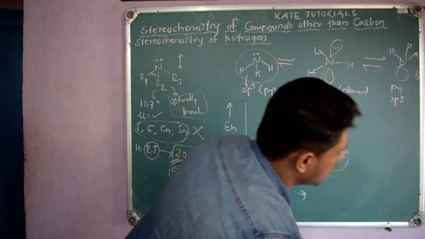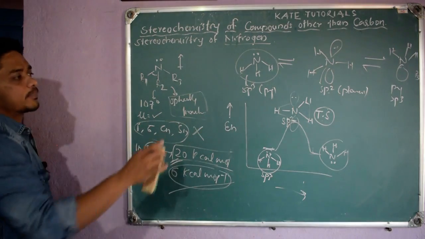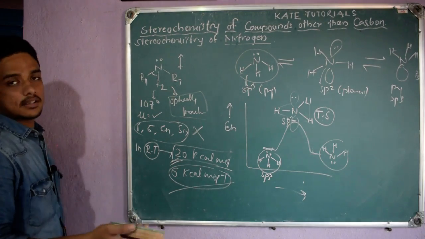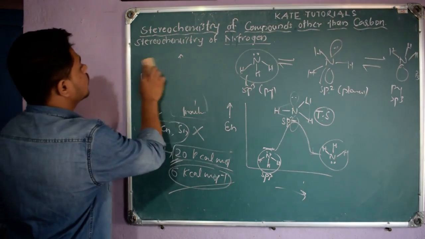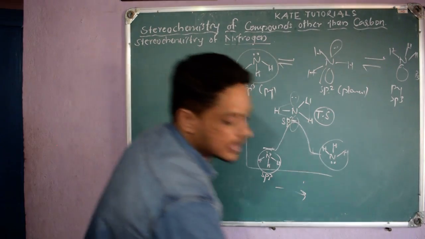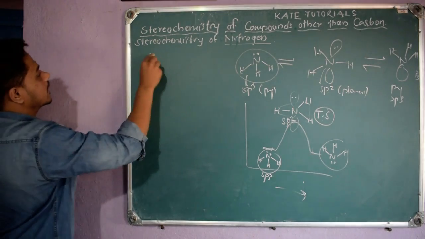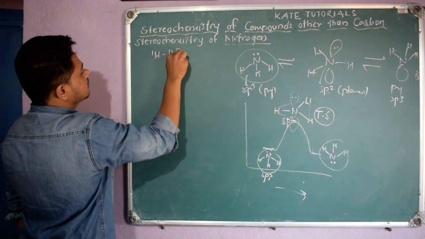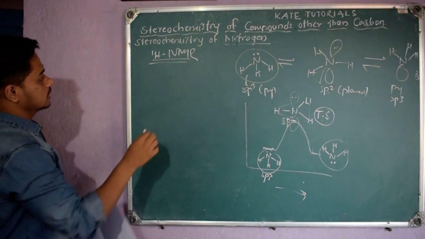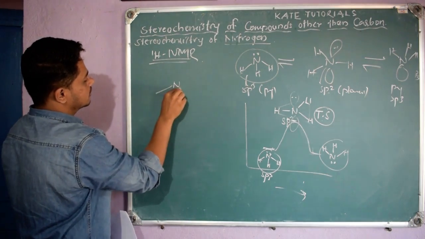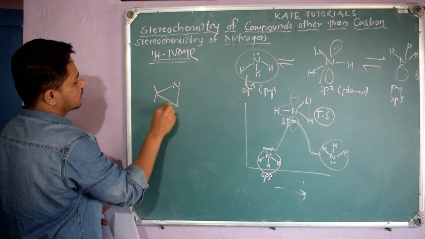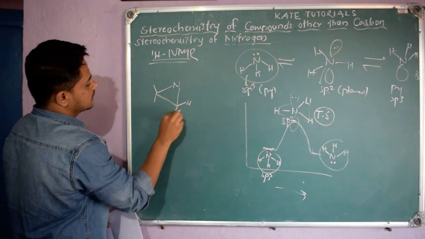You will ask now, sir, we believe pyramidal inversion is happening everywhere, we want the proof for this. The proof for this pyramidal inversion we can give through proton NMR, 1H NMR. What is this proton NMR? They took this compound. Here nitrogen was there. Here above one hydrogen, below one hydrogen, above one hydrogen, below one hydrogen. It was like this.